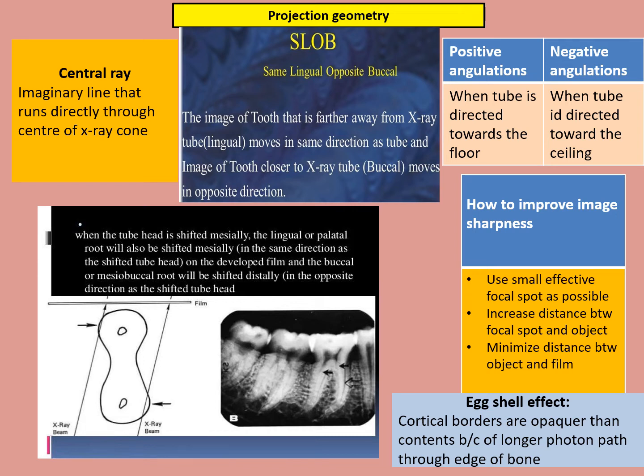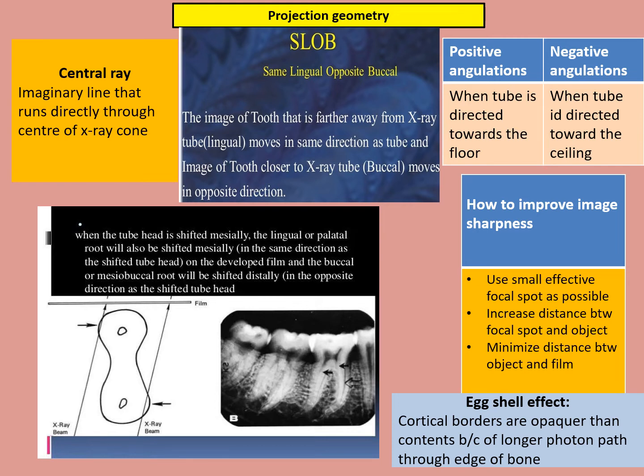So what are the different ways by which you can improve image sharpness? Using as small a focal spot as possible. The smaller the size of the focal spot, the sharper the image, but that is not under your control because that's a part of your X-ray tube. Increase the distance between focal spot and object. That will also improve the sharpness. And minimize the distance between the object and the film. As the object and film are closer to each other, sharpness will be better.